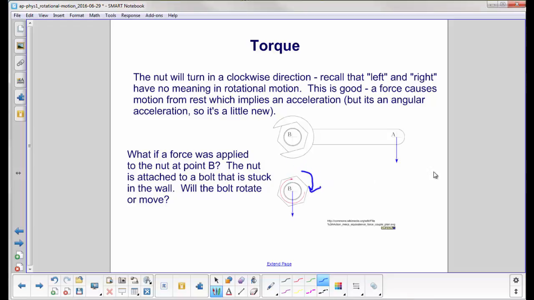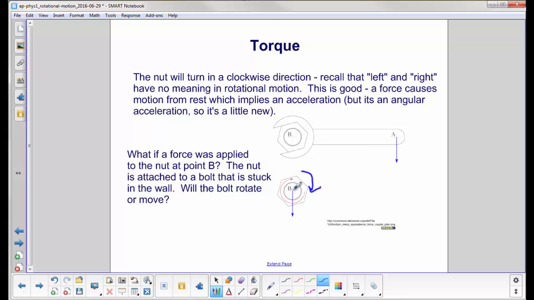Recall that left and right really have no meaning when you're talking about circles. You have to talk clockwise or counterclockwise. Now this is good. A force is causing a motion from rest, which implies an acceleration. But it's an angular acceleration this time, so it's a little new.